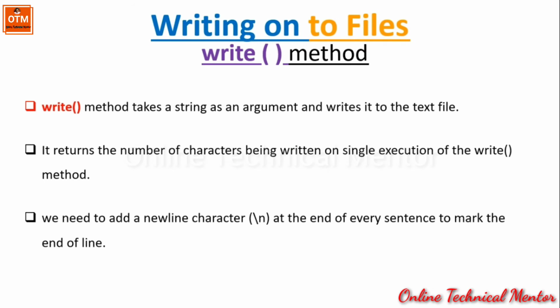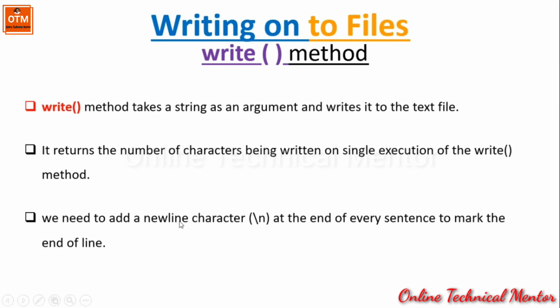Now next comes writing onto files. There are two methods for writing data into the file, that is the write function and the writelines function. First I will discuss the write function. Look, here I have written some points regarding this write function. The write method takes a string as an argument and writes it to the text file. So whatever string you supply within the write parentheses, it will write onto the file specified by you. It returns the number of characters written on a single execution of the write method.